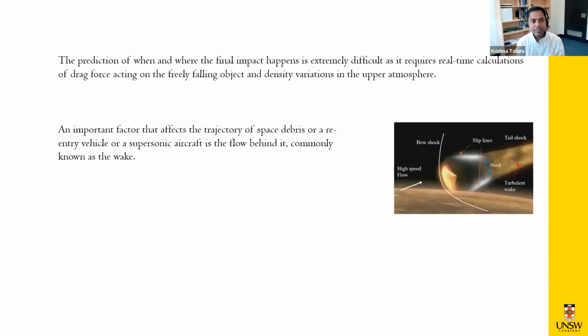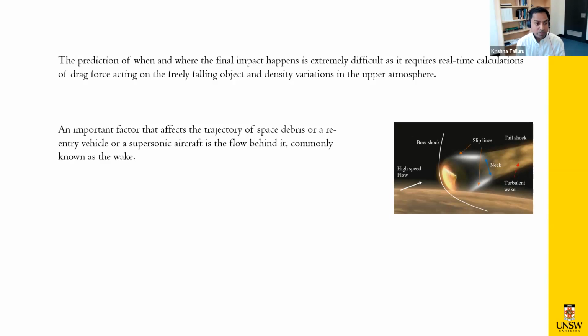So as I said, the prediction of where and when the final impact happens is very, very difficult, because as these objects re-enter the atmosphere, they are also simultaneously burning, which means their shape is changing, as well as they're experiencing different atmospheric conditions: the density, the pressure, and the temperature. So everything needs to be calculated in real time to predict what the trajectory is going to be.